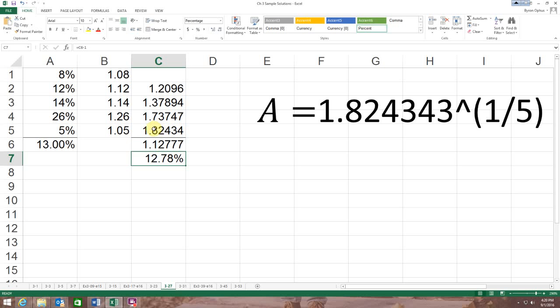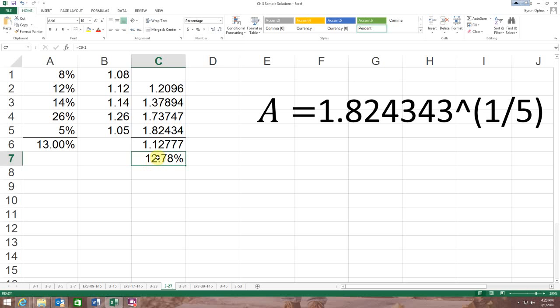I hit enter, and that gives me the 1.12777. To get my answer as to what the average is of these, I have to subtract that 1 back out. And so I say that this is equal to this minus 1. Then I turned it into a percentage and made sure I had a couple of decimal points. So I end up with 12.78, showing again that it's different.